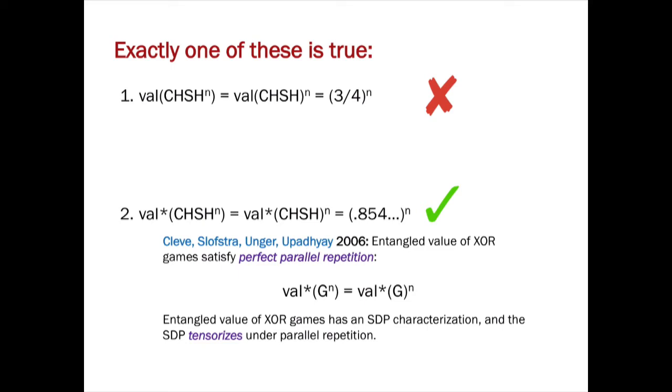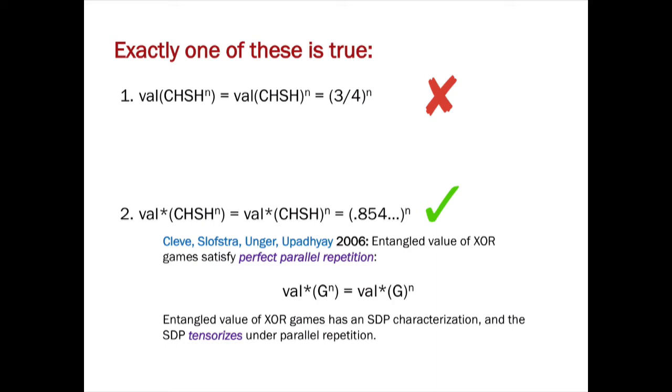So the reason for this one, if they're allowed quantum entanglement, their best strategy is to essentially play each game independently, and this is due to a very nice result from about 10 years back by Cleve, Slofstra, Unger, and Upadhyay, which says that if you take an XOR game, the CHSH game is one example of this, and you repeat it n times in parallel, and you look at its entangled value, it turns out that the entangled value of the repeated game is exactly the original entangled value raised to the nth power, like you might have expected. And this is because the entangled value of XOR games has a very nice SDP characterization, and this SDP tensorizes under parallel repetition.